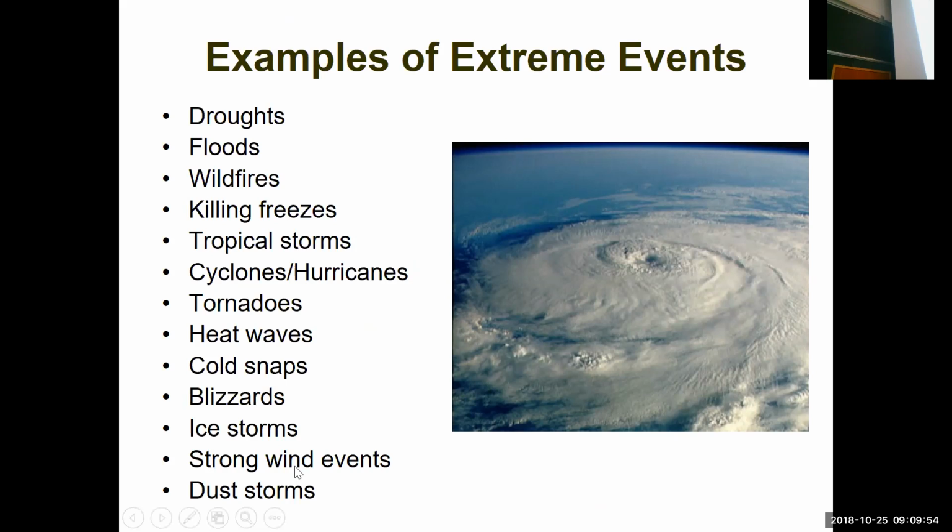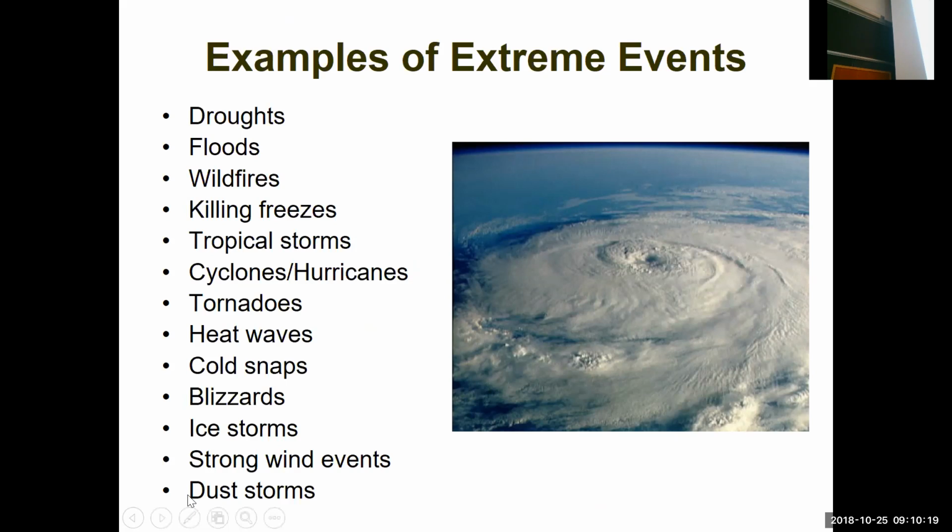Strong wind events, such as the kinds of wind patterns we get in California, the Santa Ana or Diablo winds here in the San Francisco Bay region, are similar winds that travel off of our adjacent deserts and are very dry and strong, and that tend to be really problematic for fire risk.